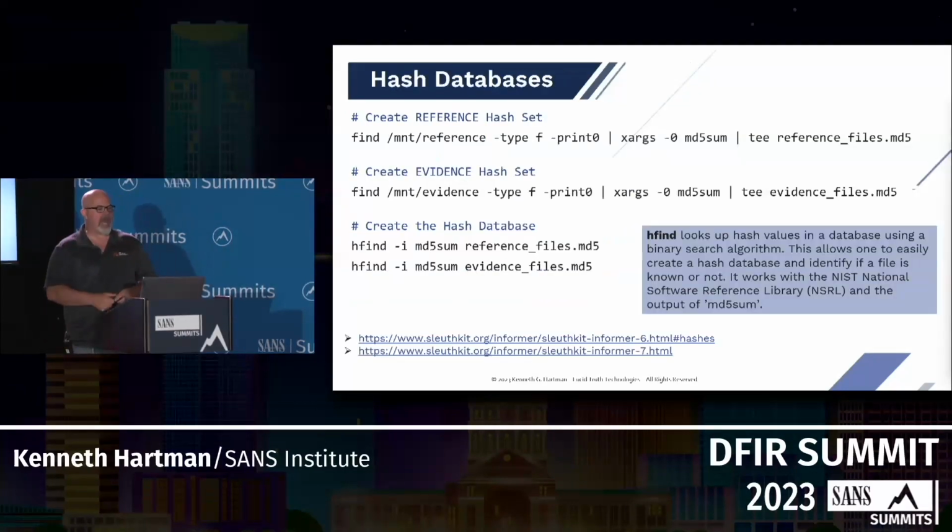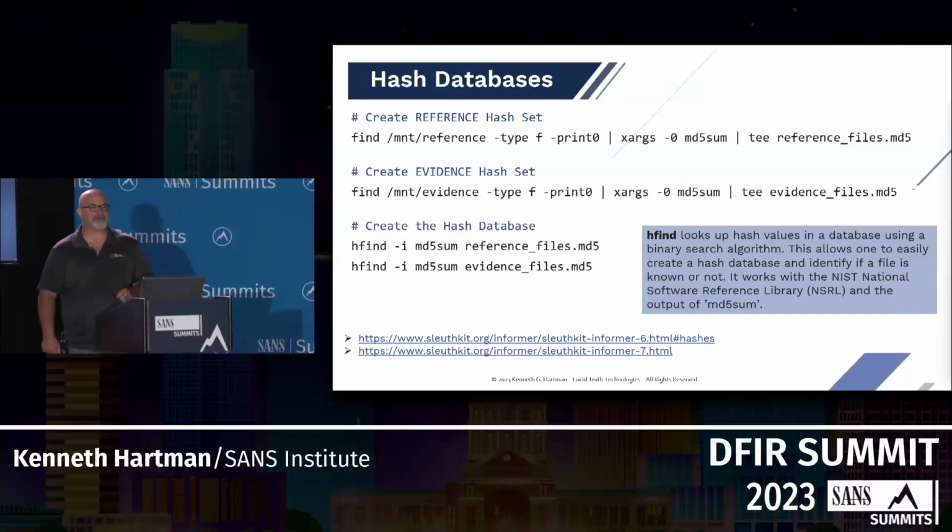Now, to create the hash databases, we're going to use the find command to find all the files on the file system, and then just pipe that into MD5 sum. And that will give us a reference files.md5 hash database. And we're going to do the same thing for evidence. Then we're going to use hfind from the SleuthKit to generate the index, so that way we can do a quick binary search.